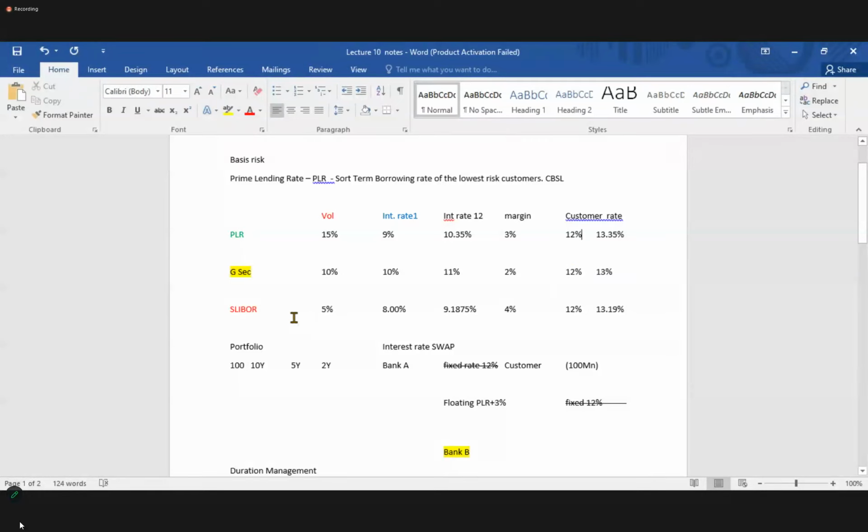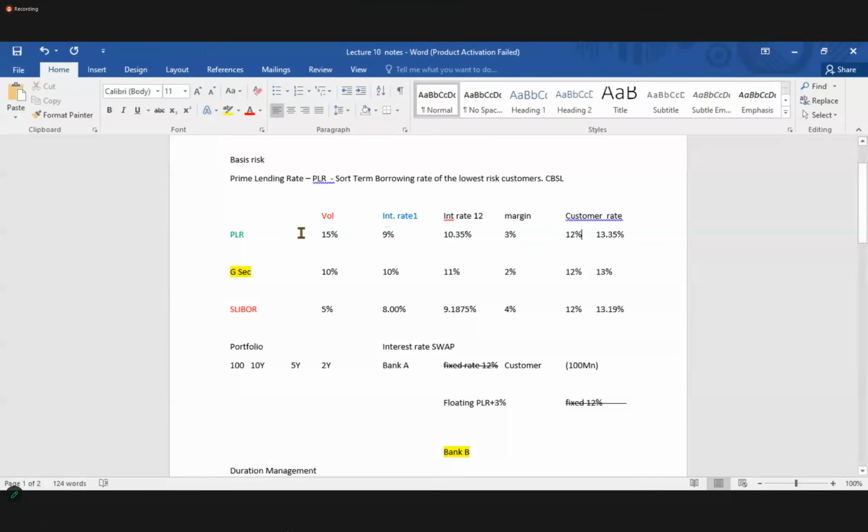Again, if it was SLIBOR and we used 8% as the SLIBOR rate and a 4% margin, the customer would have got 12%. Because it's the same customer, we are trying to give him this particular rate, but it's not actually the fact. The customer's margin should be the same in all these cases. But I'm trying to explain the basis risk, therefore I'm trying to get the starting end rate. Starting end rate meaning at the inception, what the customer is getting is 12%.